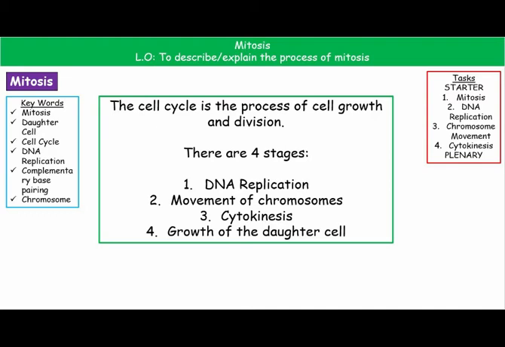Now, what we're actually going to be talking about is something called the cell cycle. This is the process of cell growth and division. So the whole thing about the growth of cells and their division is called the cell cycle, and we can divide it up into 4 key stages. We've got the DNA replication, movement of our chromosomes, cytokinesis, and then the growth phases. So make sure you've got those points written down for me. I'll leave that up there for about another minute and a half.